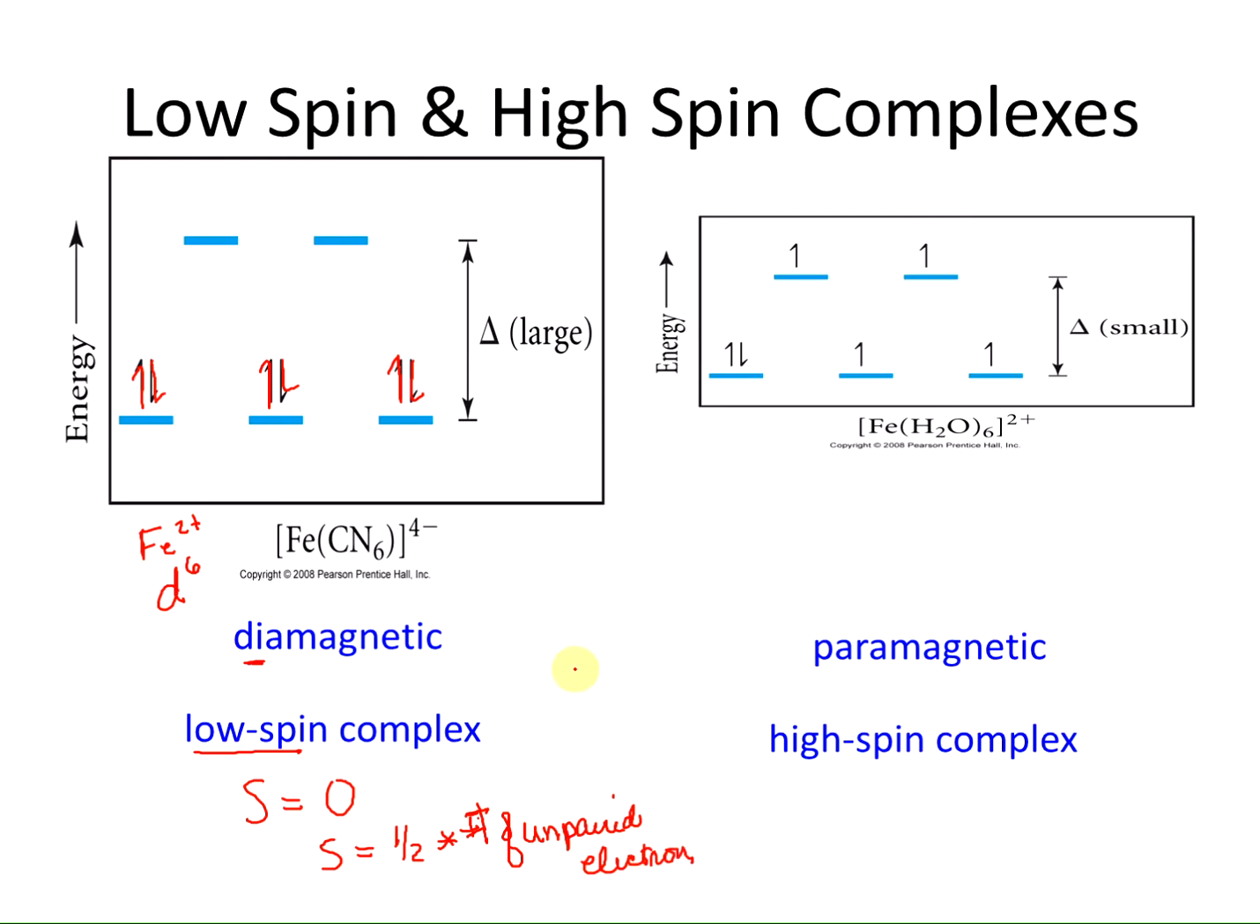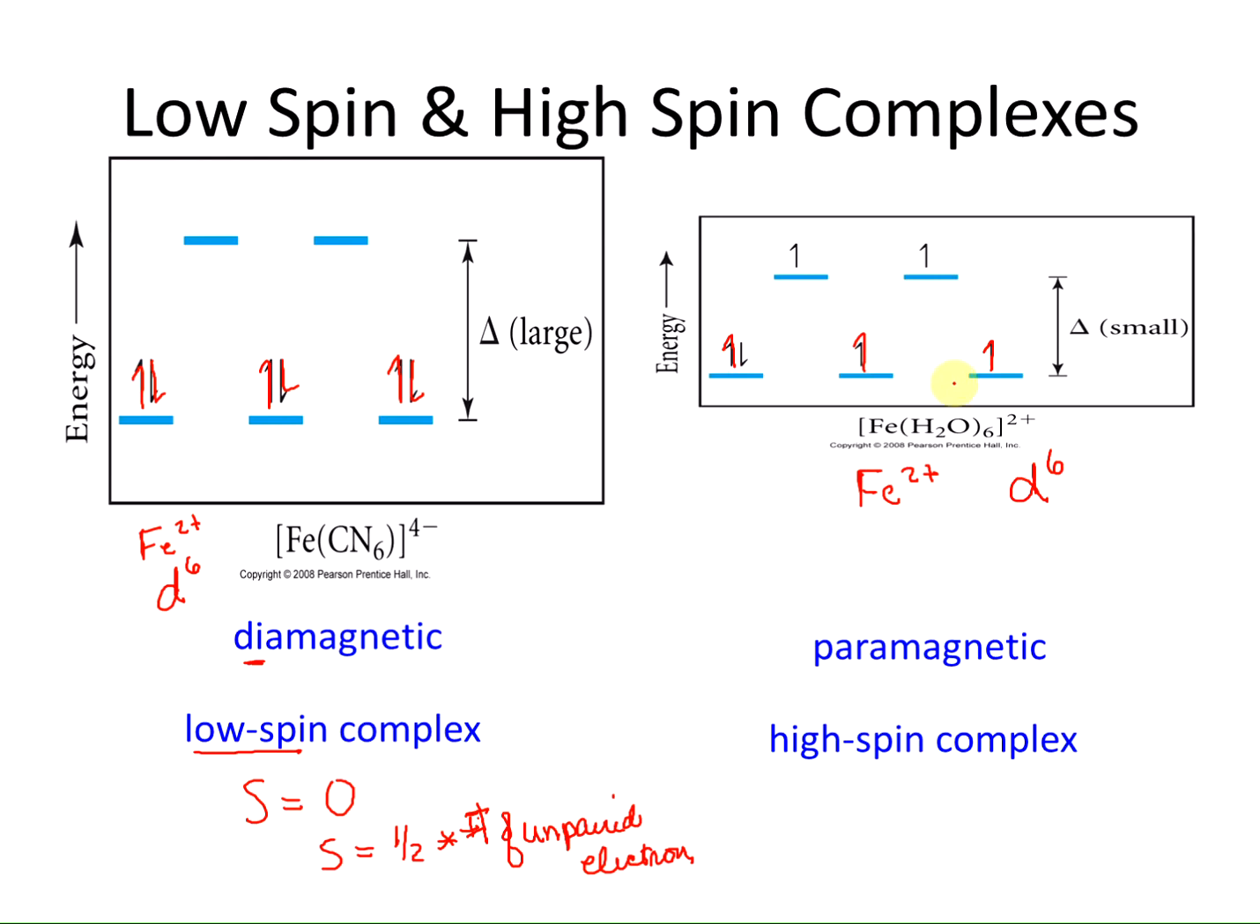Now let's compare this water complex. So each water molecule is neutral, and the overall charge is 2 plus. So this means that the iron also has an oxidation state of 2 plus. So again, iron 2 plus is a d6. So there's 6 electrons. So I fill in my electrons. I start again like I did before. 1, 2, 3 electrons down low because I followed my Aufbau and my Hund's rule.